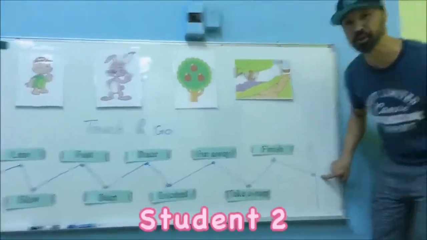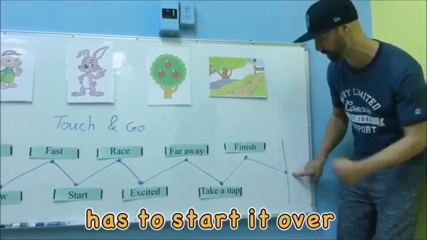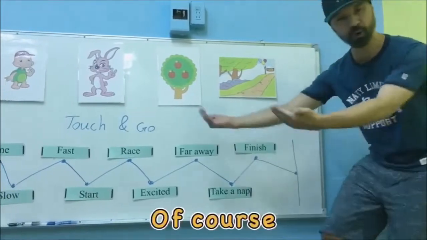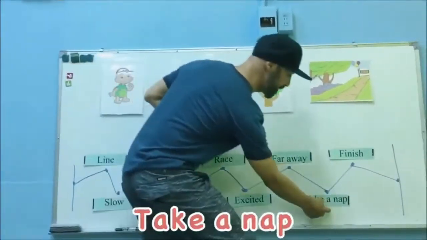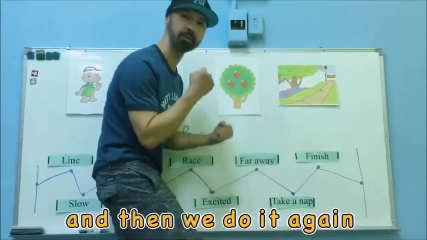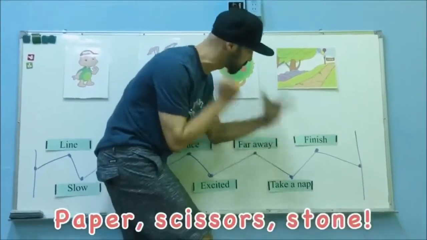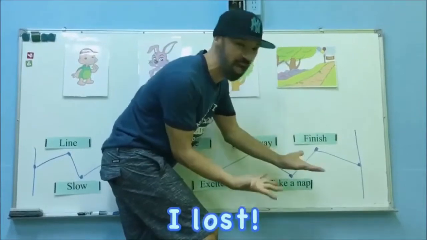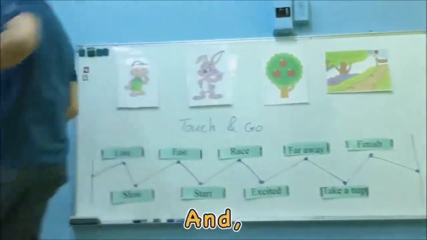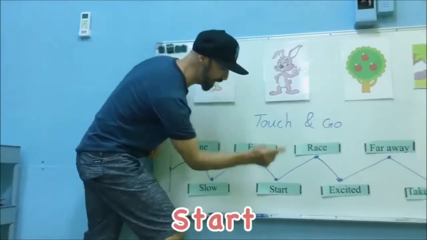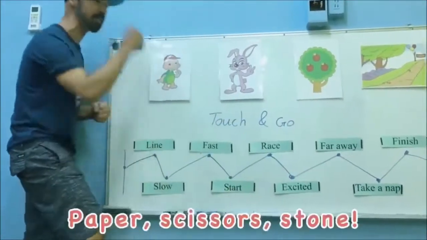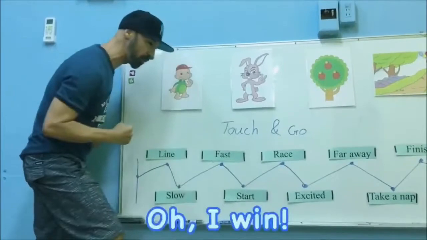And student number two has to start over. Finish, take a nap. I continue: race, excited, far away, take a nap. We stop here and then we do it again. Paper, scissors, stone. Oh my God, I lost, so I have to go back, and student number two starts over. Line, slow, fast, start. Okay, they met here. Paper, scissors, stone. Oh, I win.